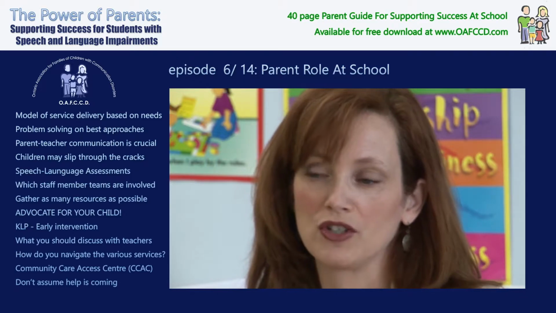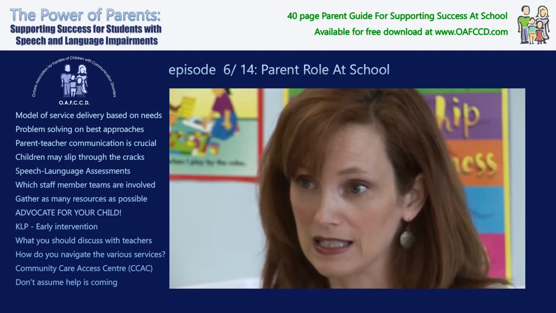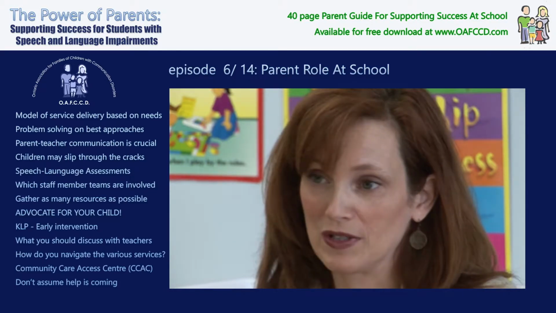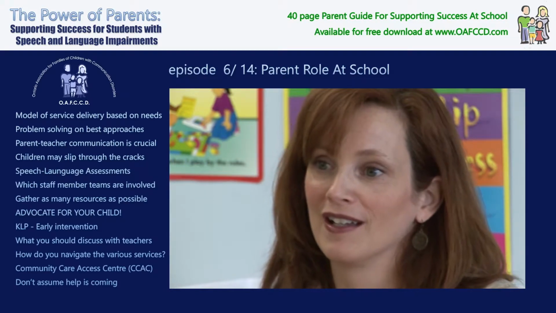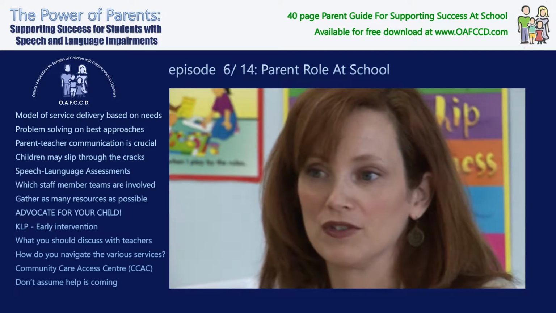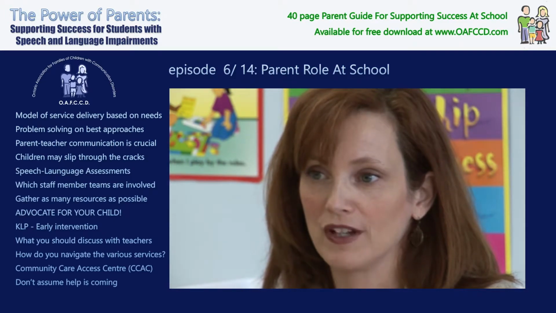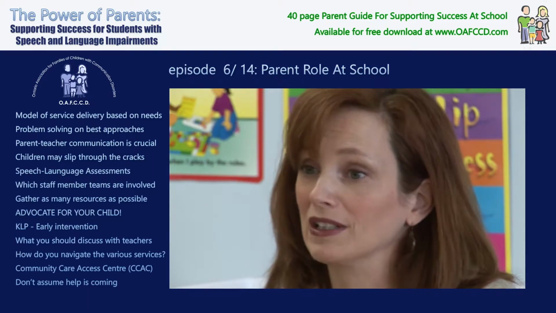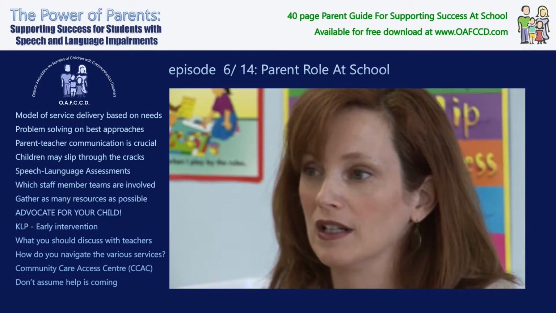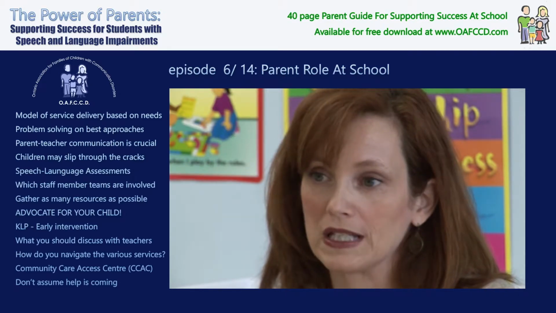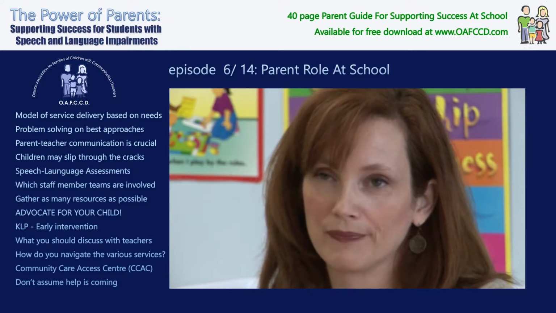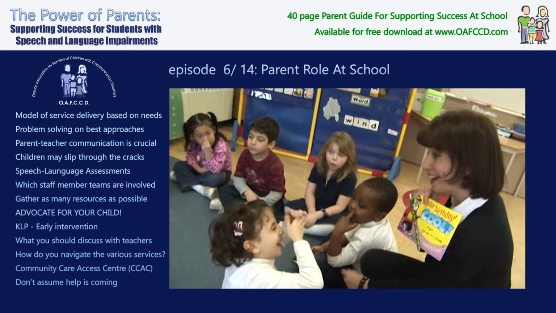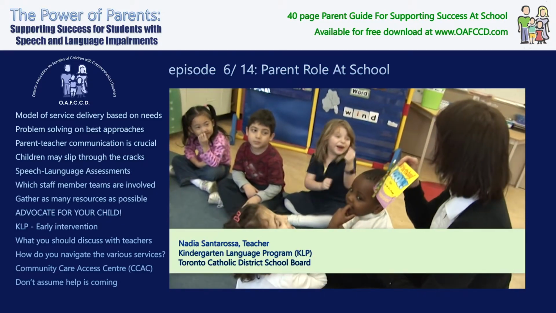The next tier of intervention may involve some specialized classes for certain students. Different boards have different classes and resources that they have, but I know in our board we have the kindergarten language program, for example, for senior kindergarten students who have been identified with communication impairments. There's also what are called intensive support programs, which are classes for students with pretty significant language impairments at the primary and junior levels.